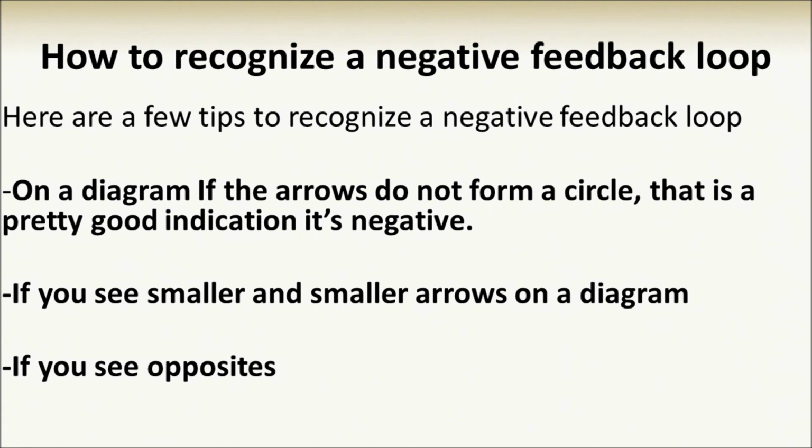Second, if you see smaller and smaller arrows on the diagram, that's usually an indication that things are being reduced, and that's negative. Lastly, if you see opposites, so two word texts that say the opposite things, you've probably got a negative feedback loop. Now, one key tip that I see a lot of issue, remember, it does not matter whether it's bad or good. It doesn't care. It's science, doesn't matter, just if it reduces. Anyway, that's negative feedback.